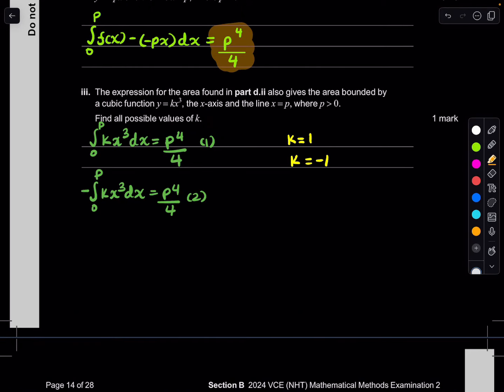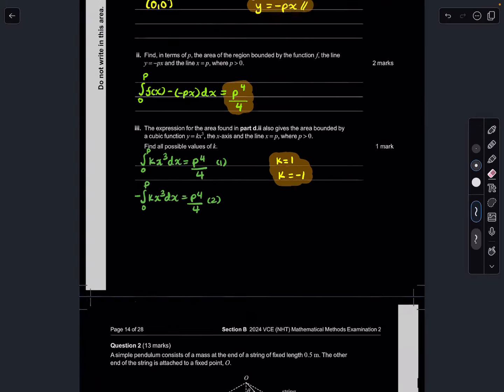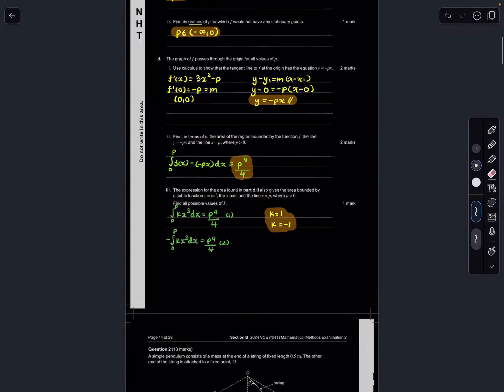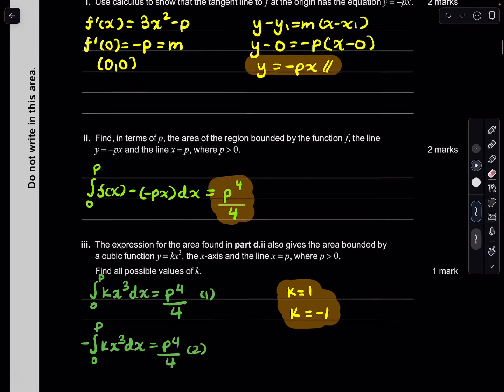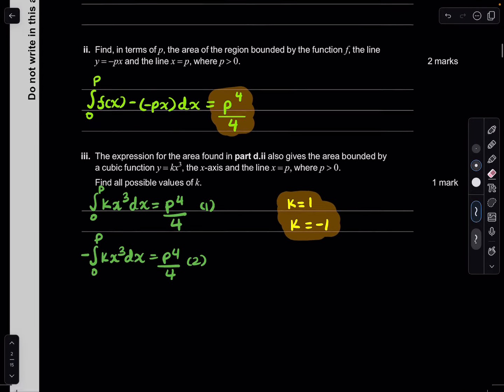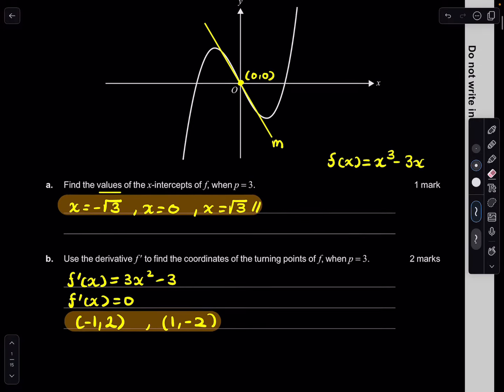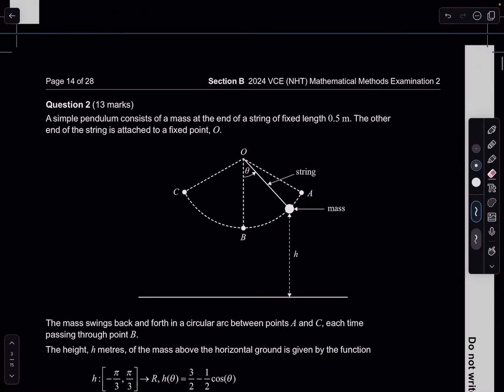Beautiful. They're kind of giving you the hint, because it's saying find all possible values of k. I hope that makes sense. So that is question 1 done. I'm quite happy. So let me just put that over done. Not too bad of a question, I'm not going to lie. Quite fun. Okay, question 2.